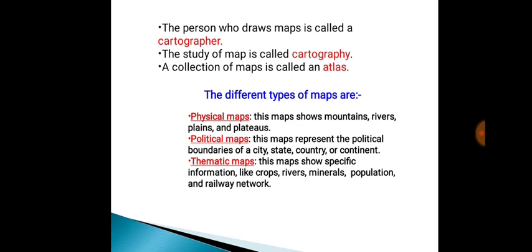The person who draws a map is called a cartographer. The study of maps is called cartography. A collection of maps is called an atlas.